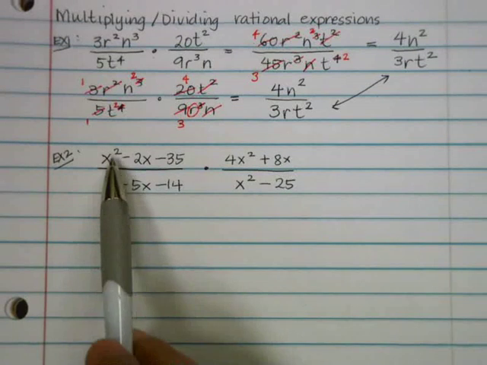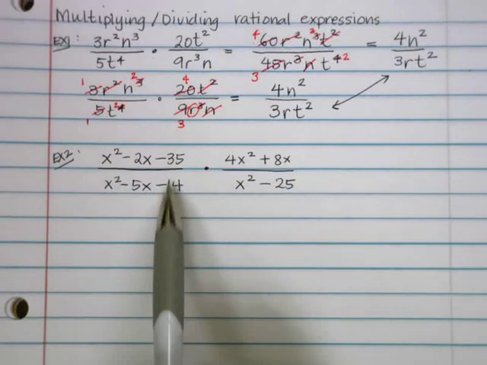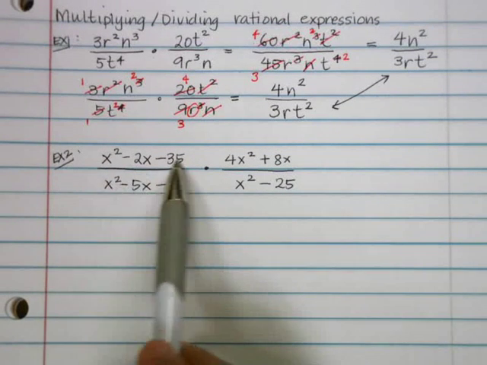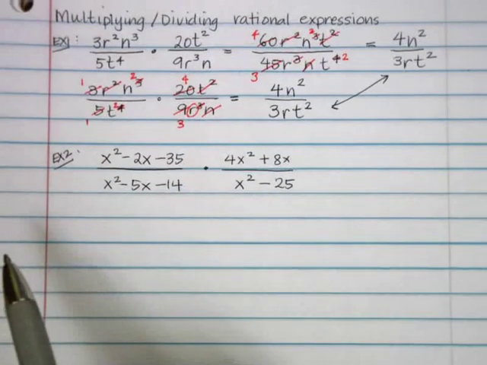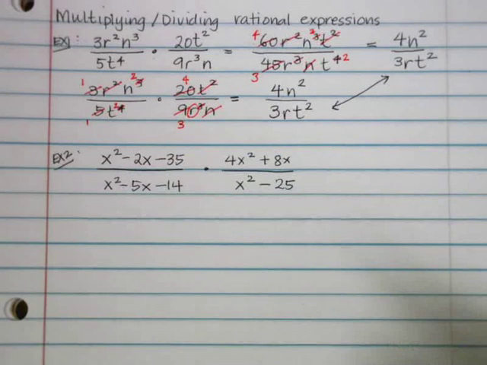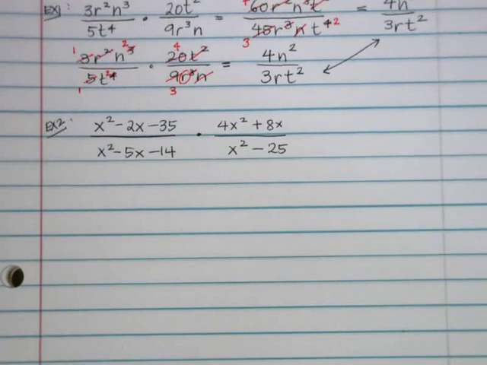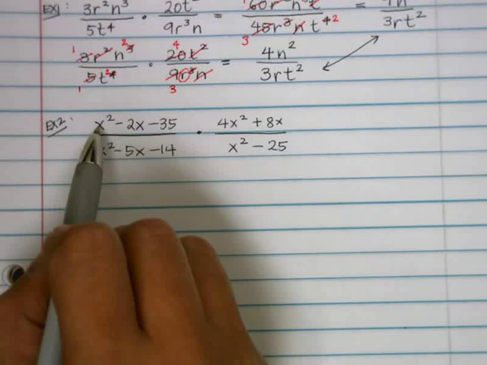Now, a word of caution: you can't cancel these x squareds out, and you can't try to cancel 35 and 14. You can't do that because these are terms, they're not factors. You can only cancel common factors. So because we can only cancel common factors, we have to factor all the expressions in this rational expression.